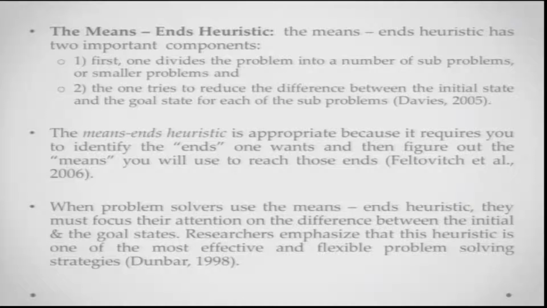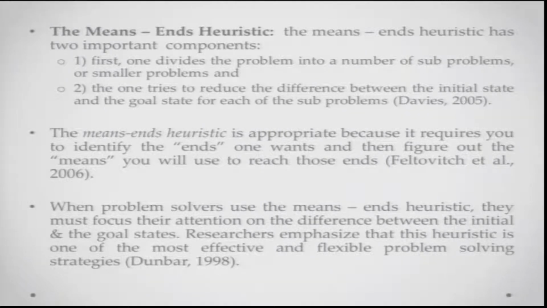So, this is the goal state where you have to reach. This is the initial state where you start solving the problem, and in between are the steps that you take, or let us say there are so many sub problems that you need to solve in order to solve the eventual problem. Now, the means ends heuristic is a rather appropriate heuristic, because it requires you to identify the goal state or the ends, and then it also requires you to figure out the means, that is the steps that you would need to take to reach those ends.